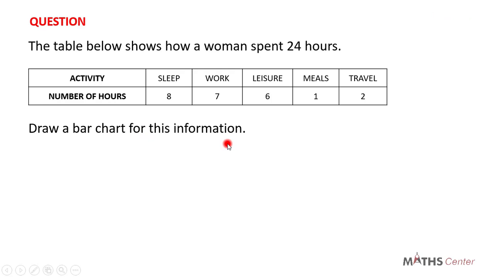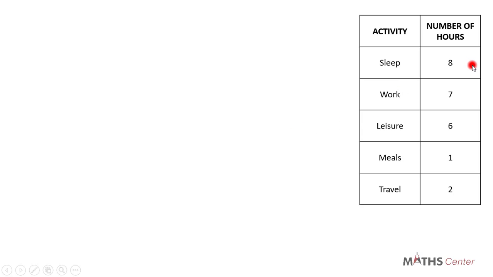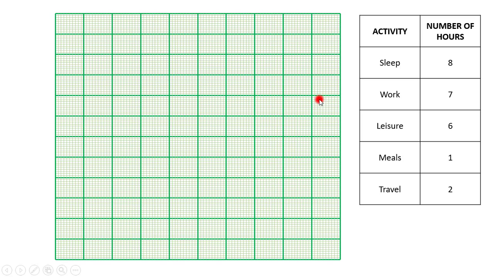So let's do that. We have the information here, the activities, and the number of hours she spent on each activity. From the previous video, we learned that usually in an examination, when you are asked to draw a bar chart, you'll be required to do it on a graph sheet. So we are going to draw this bar chart on a graph sheet. We have the graph sheet here.